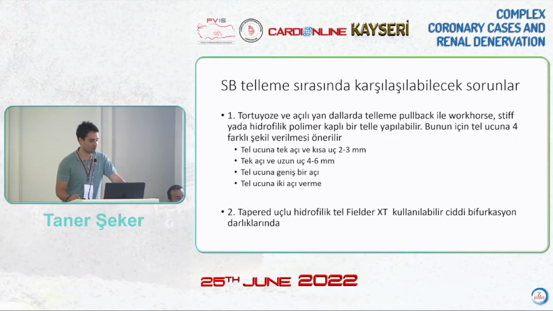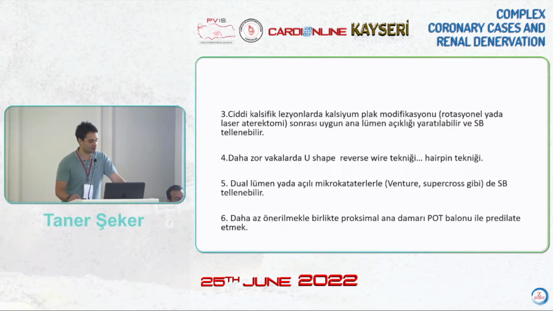About the wiring of the side branch, there are a few recommendations, especially with tortuous and open side branches. If pullback is done with a wiring, a workhorse, tapered, or hydrophilic polymer-covered wire can be used, and different angles can be shaped on the end of the wire. A single angle and short end of 2 to 3 millimeters, or a single angle and long end can be used, or a wider angle can be used, or 2 angles can be used for the wire.